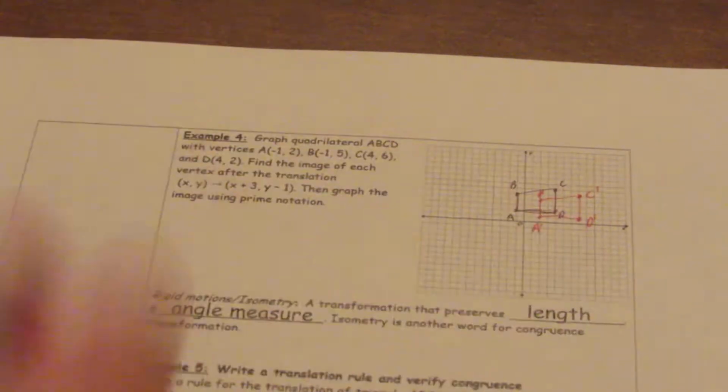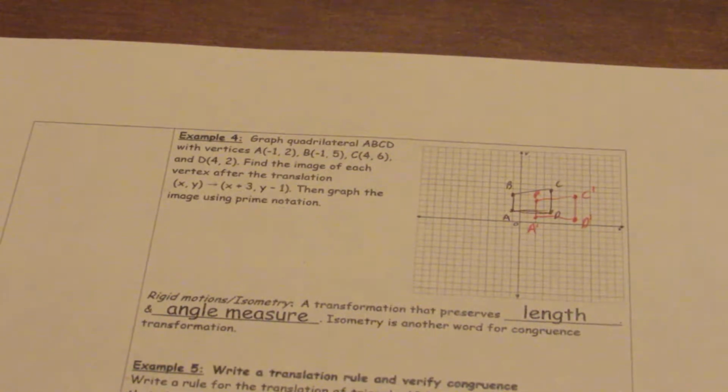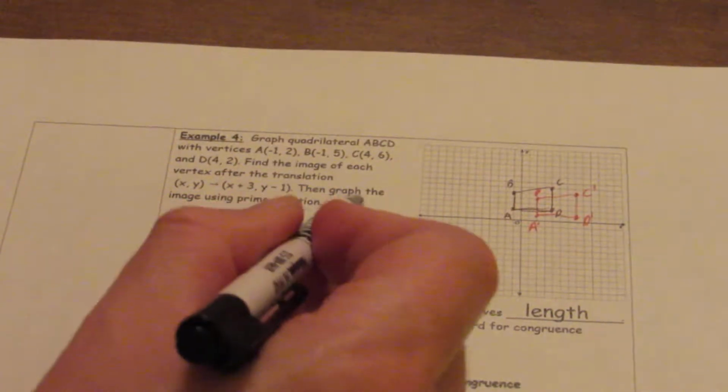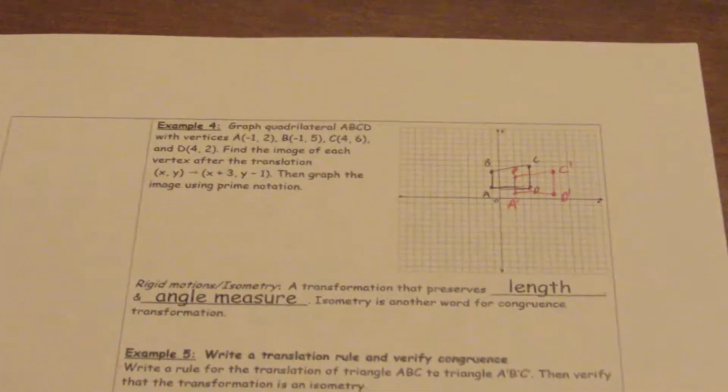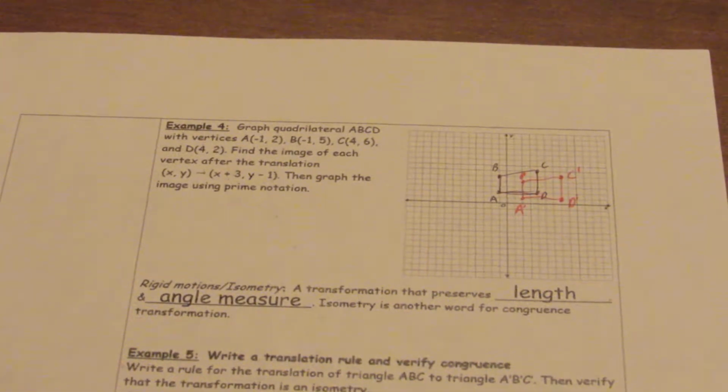And this is my graph here. Make sure to watch what they're asking for you to graph. This says graph quadrilateral ABCD and then graph the image using prime notation. So I need both pictures there. Okay, sometimes they ask for one or the other. In this case, I need them both there.